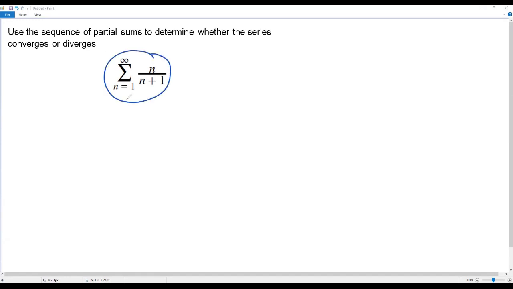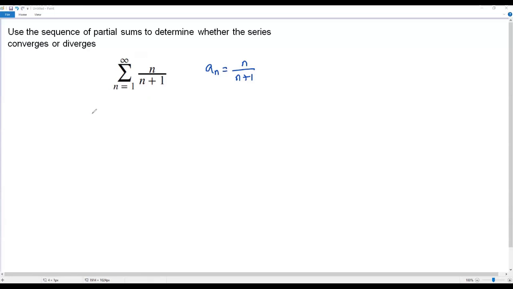Here we have an infinite series and we have to determine whether the series converges or diverges using the sequence of partial sums. The nth term of the series is given by n over n plus 1. So that is the expression given over here. According to the question, we have to use a sequence of partial sums to determine whether this infinite series converges or diverges.